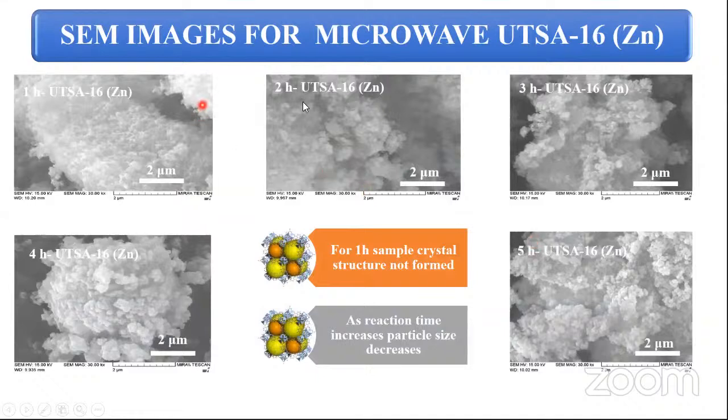If we see the SEM image, this is the novel MOF UTSA-16 zinc. We can clearly observe that we have taken different synthesis times, that is 1 hour, 2 hours, 3 hours, 4 hours, and 5 hours, to check which material shows better CO2 absorption performance. If we see the 1 hour sample, the crystal structure is not formed properly. And as reaction time increases from 1 hour up to 5 hours, the particle size starts increasing.